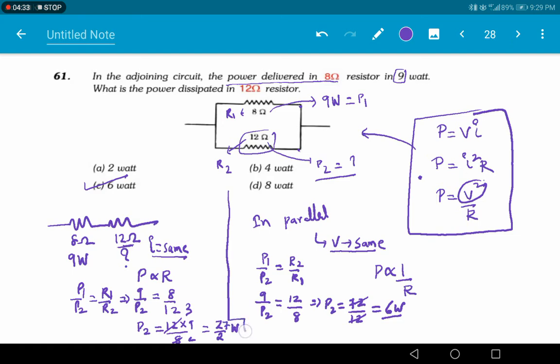This is the way of doing the problems. Sir, why are you selecting this here? Because they are connected in parallel. If the devices are connected in parallel, we can go through this. If the devices are connected in series, we can go through this. Okay, let us see the next one.